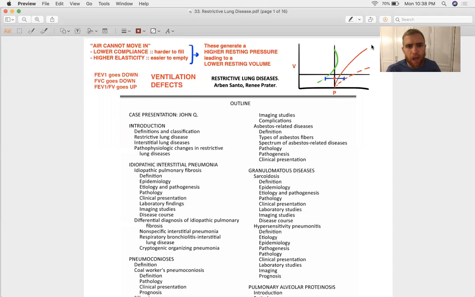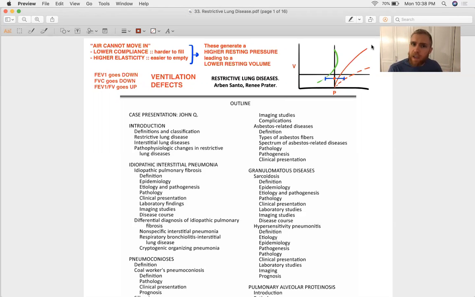Let's talk about the physiology of restrictive lung diseases. The overarching thing in restrictive disease is that it's an inhalation defect. It's really tough to move air into the lungs. And the reason why it's tough to move air into the lungs is because the lungs are going to be a higher pressure at rest. And the lungs are going to have a higher resting pressure because they're fibrotic and they're scarred up with collagen because of just generalized inflammation.